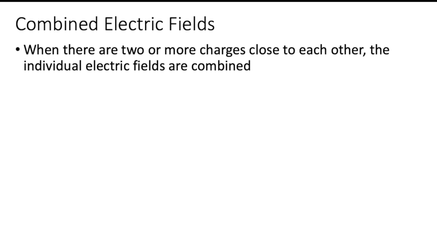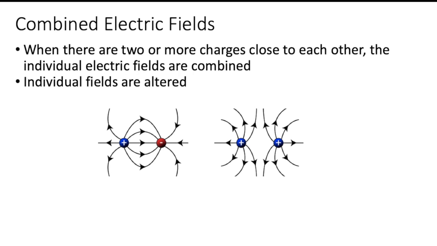Combined electric fields. A combined electric field is a combination of two or more fields when they are close to each other. When there are two or more charges close to each other, the individual electric fields are combined and get altered, and this is how it looks. If you have a positive and negative charge next to each other, they combine and the electric field looks like this. And when you have two like charges, they try to repel, so the electric field gets altered and it looks like this. So this is the basic information that we need to know.